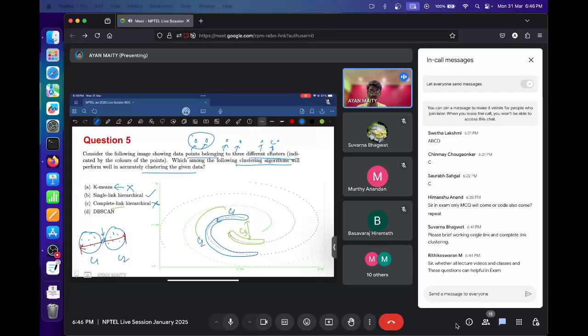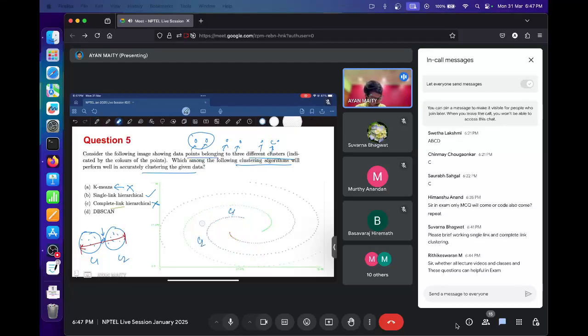You need to understand the definition of single link distance measure and the definition of complete link hierarchical distance measure. Because of its distance measure, it will not be able to merge C1 and C2. It would simply merge C1 and C3, which is not really intended, but it would merge these two. So it will not be able to find out the distinct clusters.